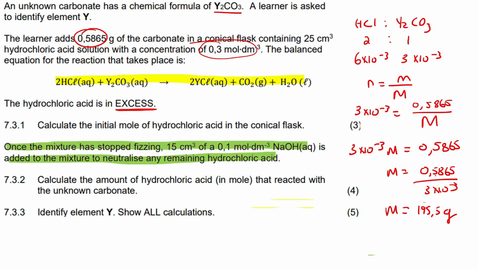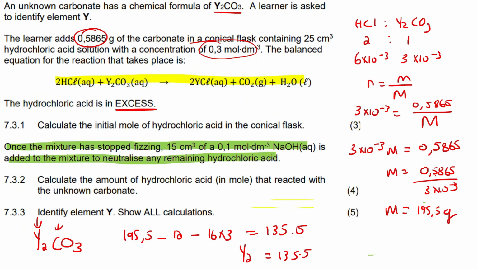Okay, now we know that the formula is Y2CO3, where Y is the unknown. That would be an unknown element. So we can get the mass of this. We can say 195.5 minus the mass of carbon on the periodic table minus the mass of oxygen, which is 16 times 3. And that'll give us 135.5. So that means that the Y2 must be 135.5. So then what would Y be? Well, divide by 2. So you end up with 67.75.